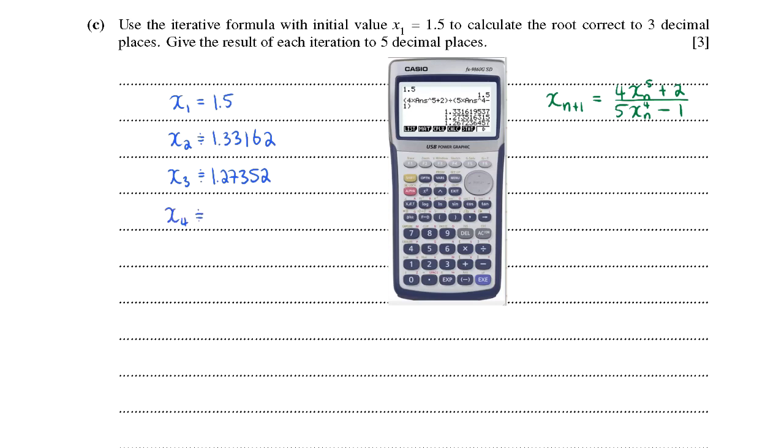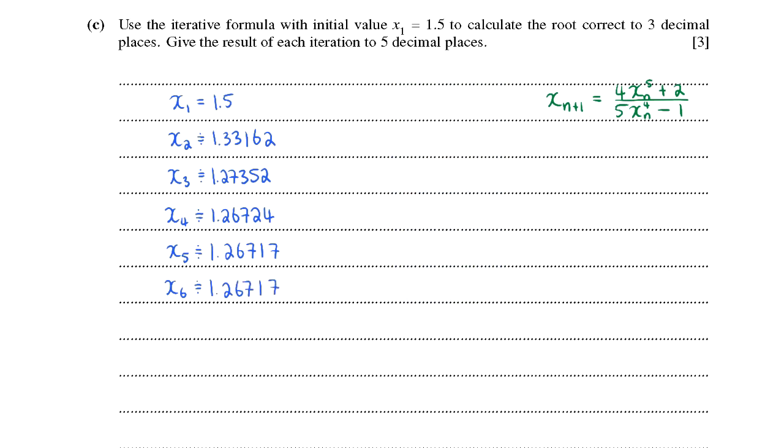x_4 is equal to 1.26724. x_5 rounds to 1.26717. x_6 rounds to the same, 1.26717. All right, we can stop here. We're very confident that 3 decimal places is going to be an accurate solution. So the solution x is approximately equal to 1.267.